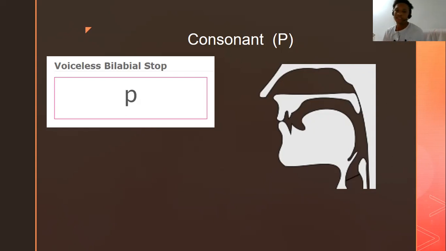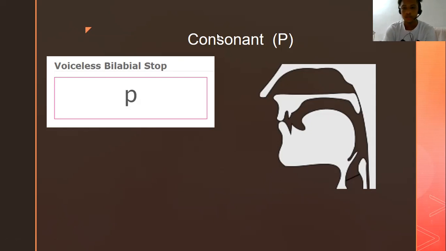Some examples for this bilabial voiceless consonant. For example, I'm going to play with my cousin. You can hear the sound in play. When you start a word like play, pick or place, you have to use both lips.